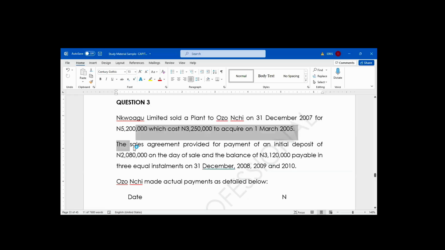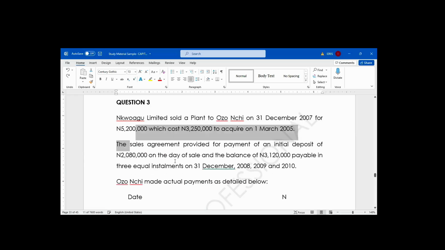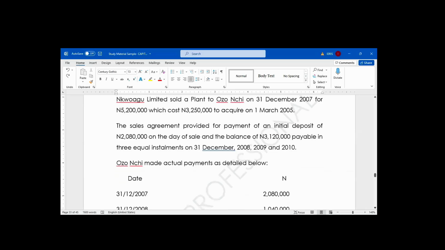3,120 is going to pay it for 3 years. This 3,120 is going to pay it for how many years? 3 years: 2008, 2009, and 2010. So how much is he going to be paying every year? 1,040,000. So the examiner even helps us.